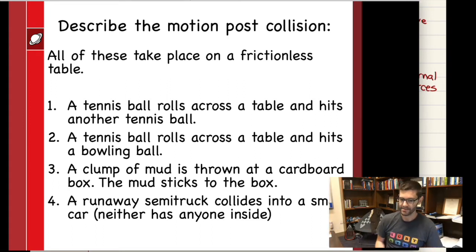Or some different cases. There's a cardboard box. I'm assuming it's a light cardboard box, and there's a clump of mud that's essentially about the same mass as the cardboard box. You throw the clump of mud at the cardboard box, and it sticks to the box. What happens to the cardboard box plus mud after that collision occurs?